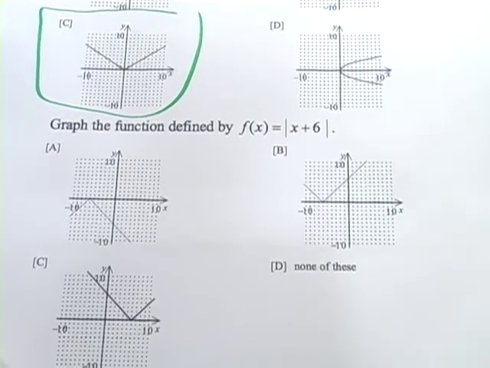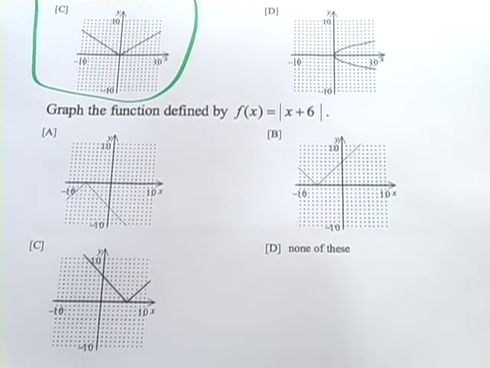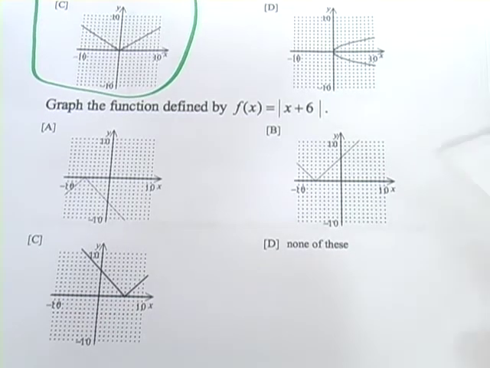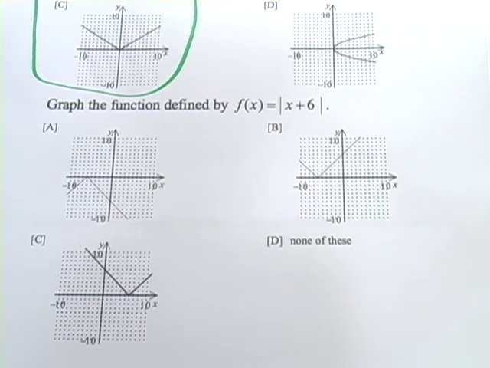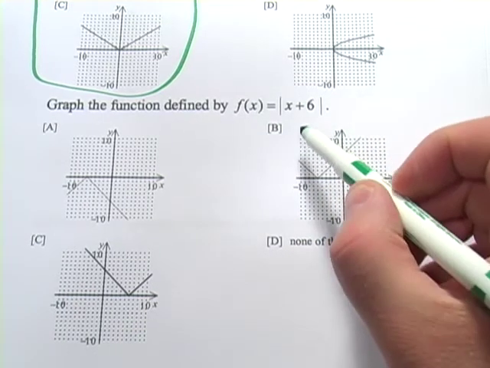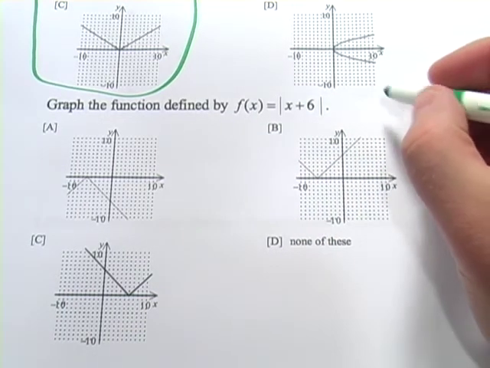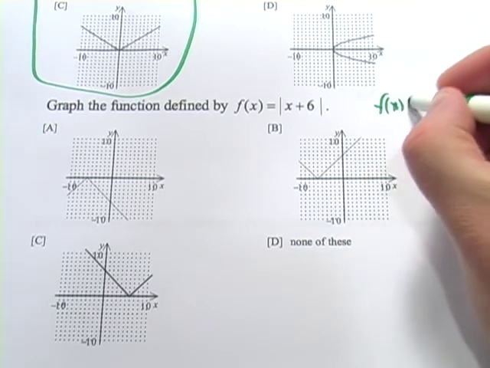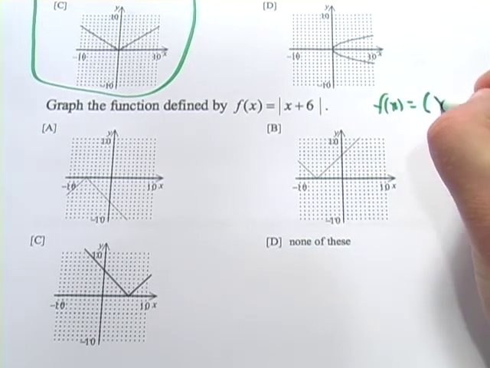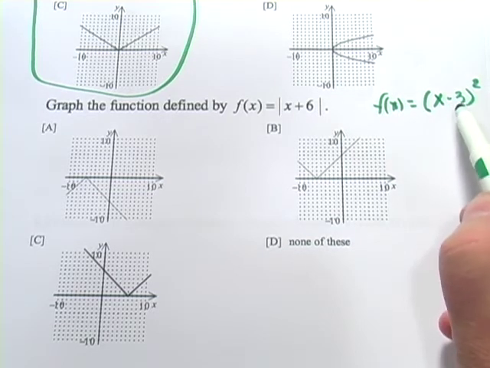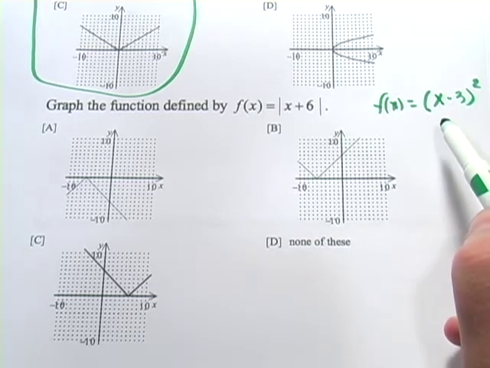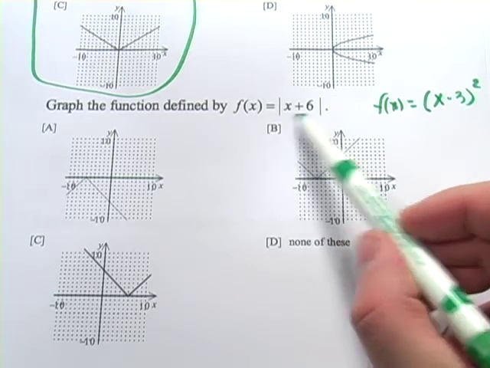Let's look at this next one. Here we have an absolute value function again, but it's a little more complicated. Inside the absolute value, we're adding 6 to x. Now what that kind of transformation does, and if you see this with a parabola, f of x equals, let's say, x minus 3 squared, it's going to move the function to the left or the right. So we have to figure out which.